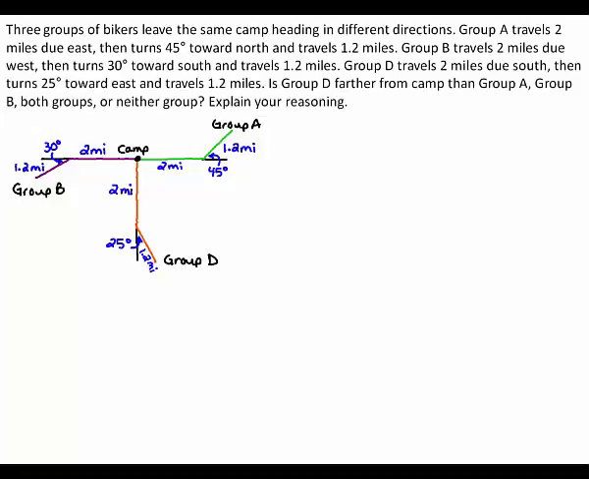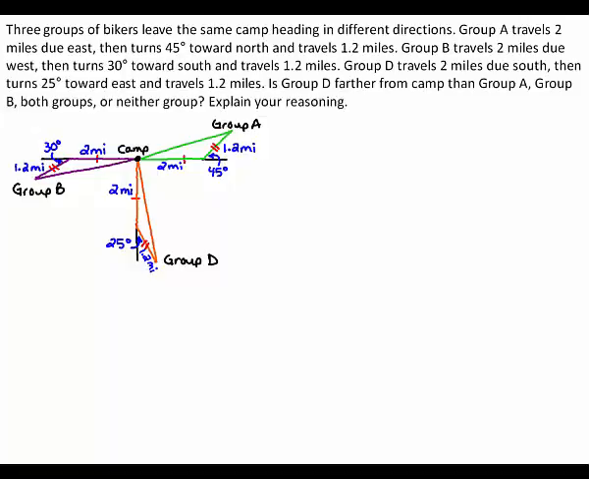The distance that each group bikes and each group's distance from camp form three triangles in the diagram. Now, from this diagram, you can see that these three triangles have two congruent side lengths of 2 miles and 1 2/10 miles. To determine if Group D is farther from camp than Group A, Group B, both groups, or neither group, you first need to find the measure of the included angle for each group's path.